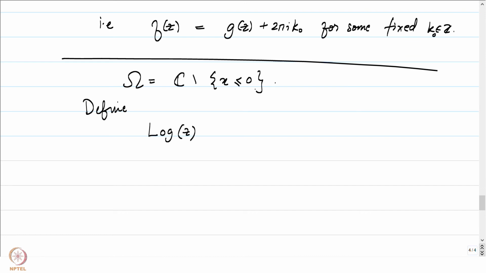We can define it in C star certainly. Let me first define it for you. This is just equal to the real log of the absolute value of z plus i times the standard argument of z. This is called the standard branch of the logarithm.